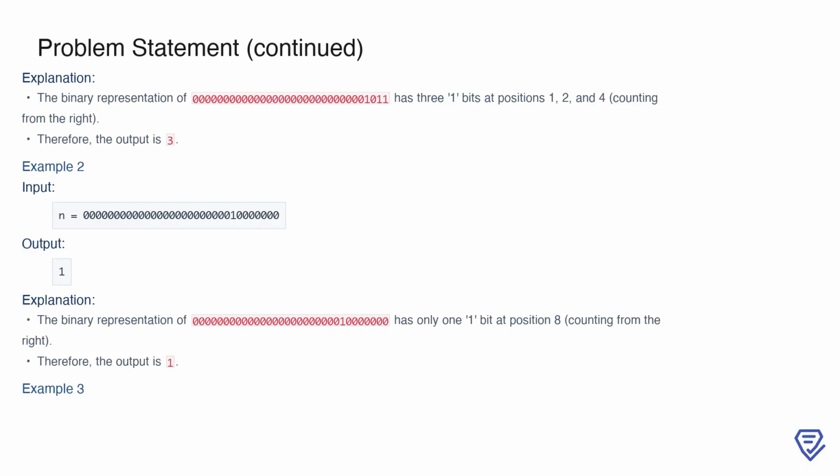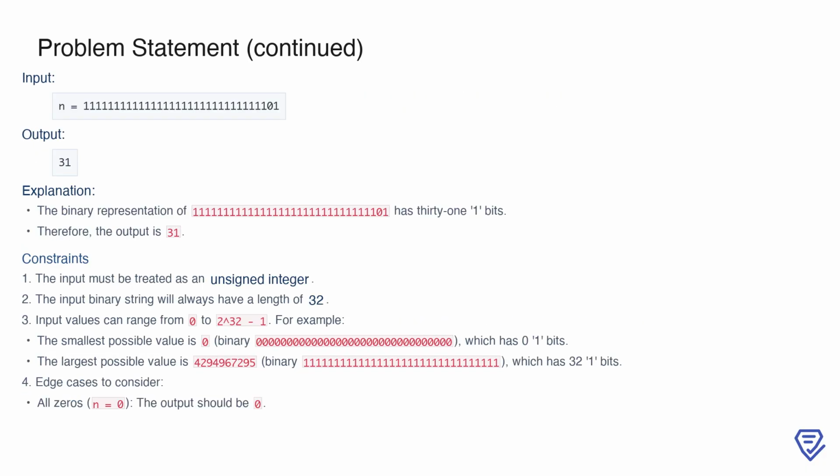binary string. Another example provides the input n equals 11111111111111111111111111101. This binary string contains 31 1 bits, and only 1 bit is a 0. Therefore, the output for this input is 31. Now, let's talk about some constraints.